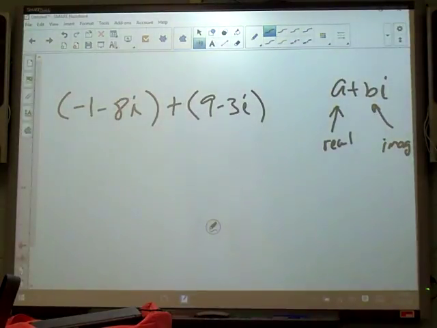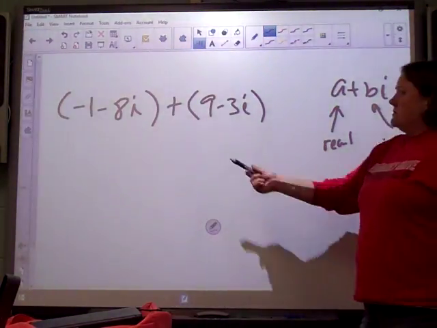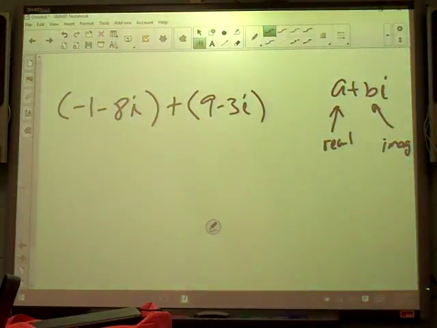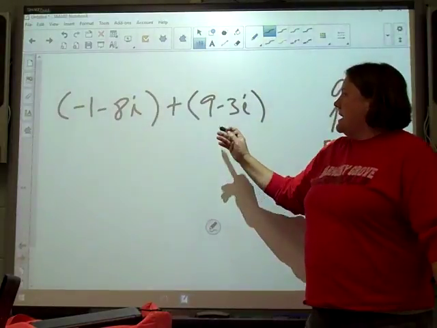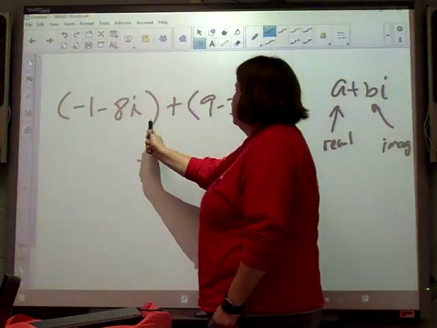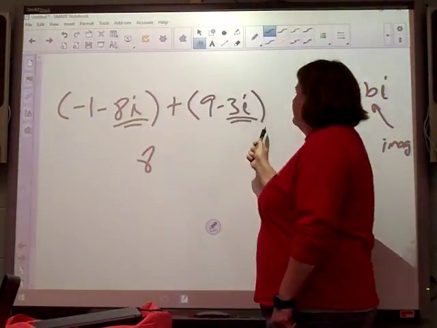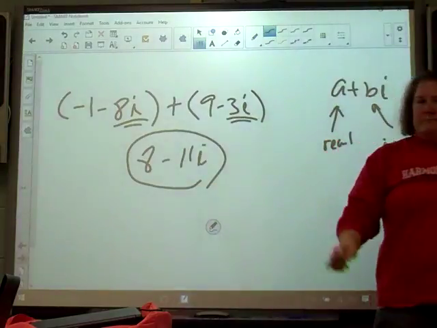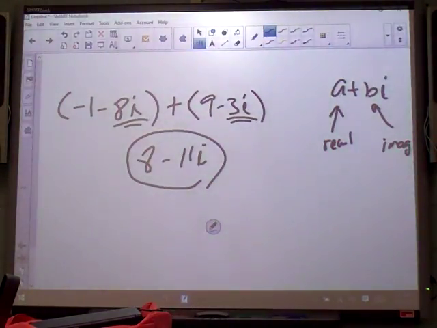But all right, so all we're doing here when we're told to add these is just add your like terms. So add your real numbers. -1 plus 9 is 8. Add your imaginary numbers. -8i plus -3i is -11i. And that's it.